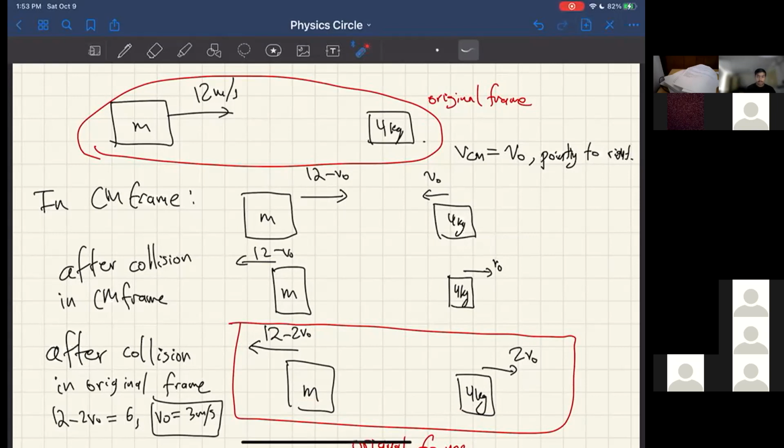Let's give it 30 more seconds, and if there are no more questions, then move on to the next problem. All right, let's move on.